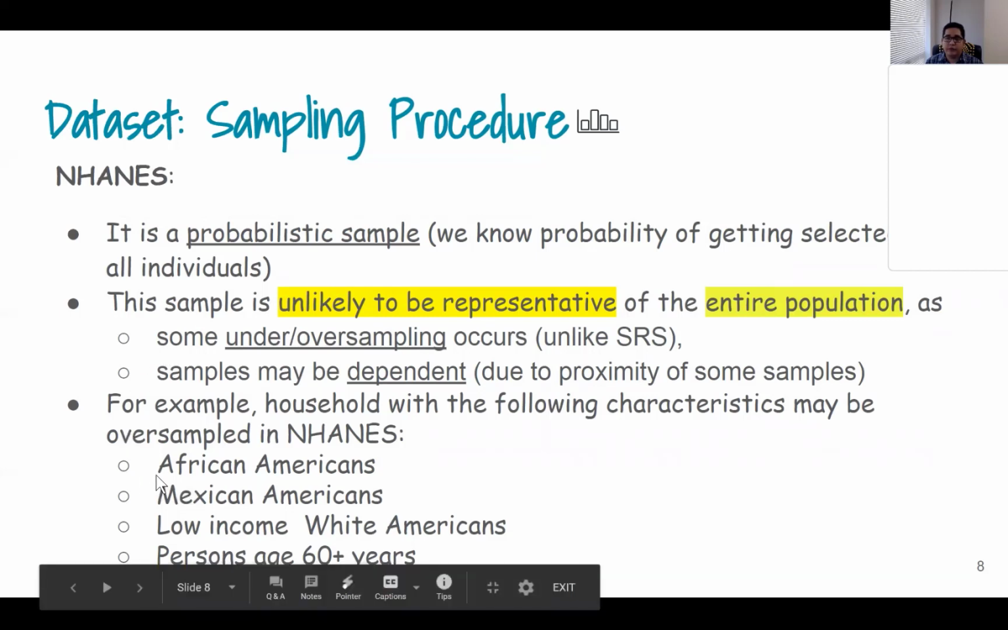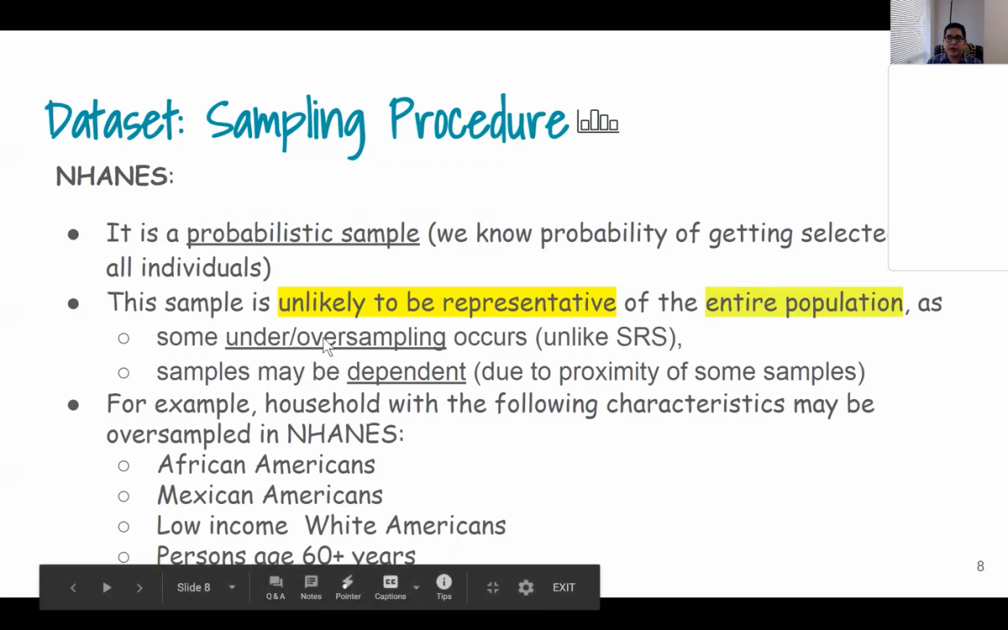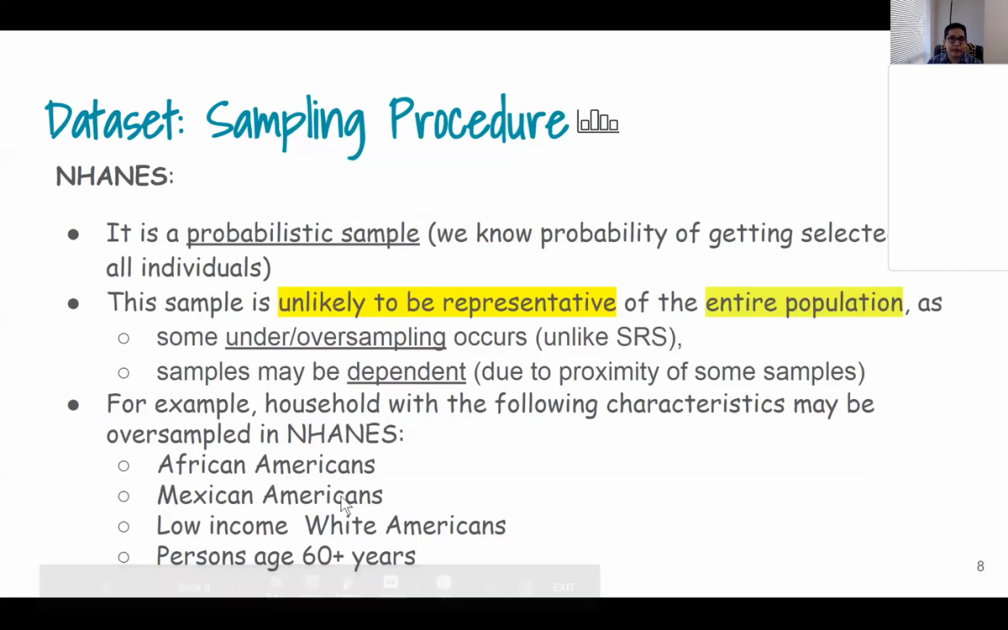Say, for example, if you want to know more about the African Americans or the Mexican Americans or the low-income white Americans or persons 60 years of age, or if you have these targeted populations in mind because you want to make some policy decisions about those populations and you need to know what is happening with that population, you will do some undersampling or oversampling about them. So say, for example, for the Mexican Americans, they are usually oversampled so that we can collect more information about them.